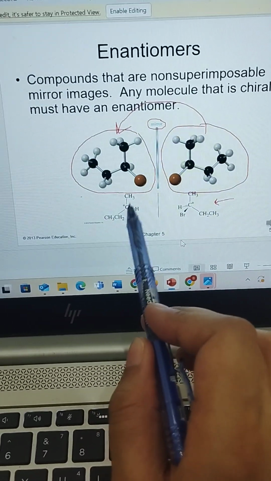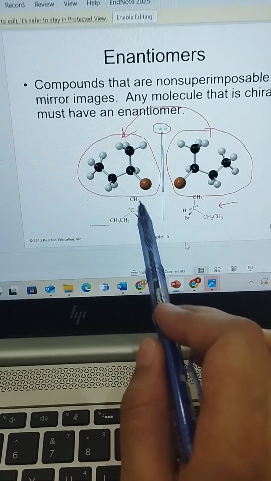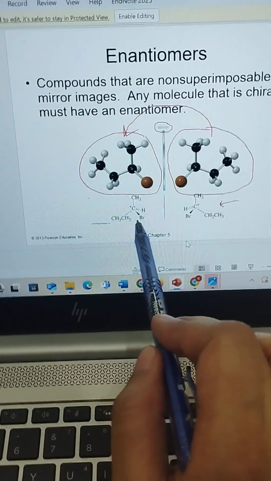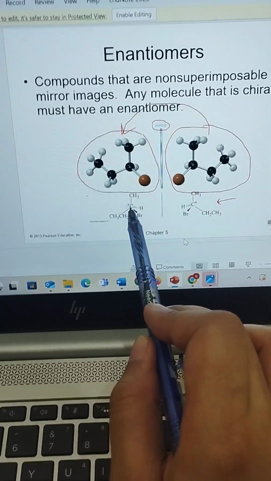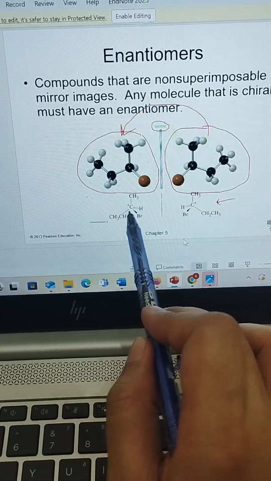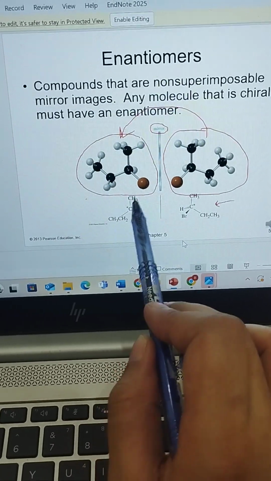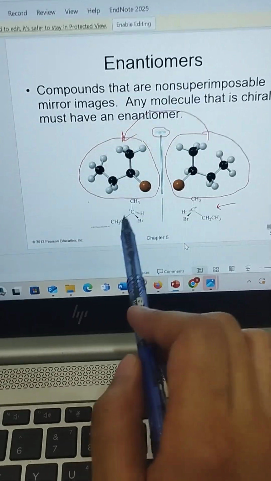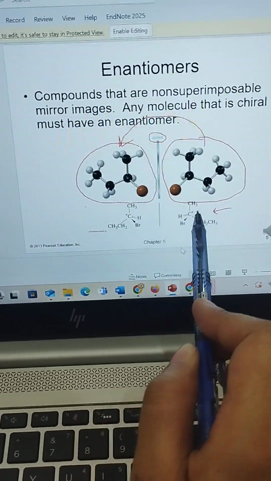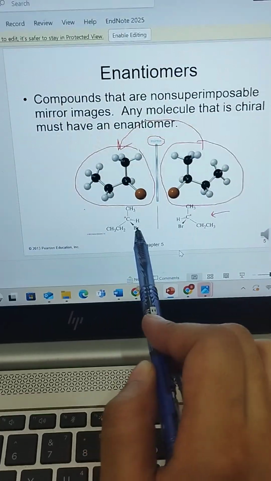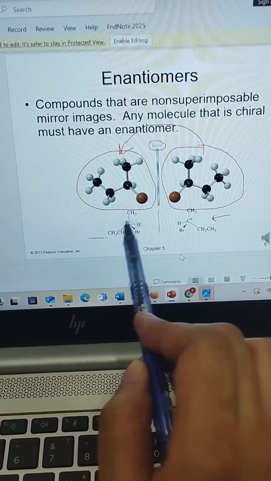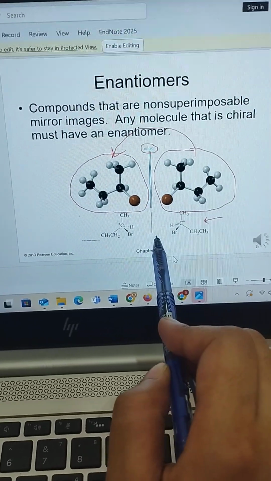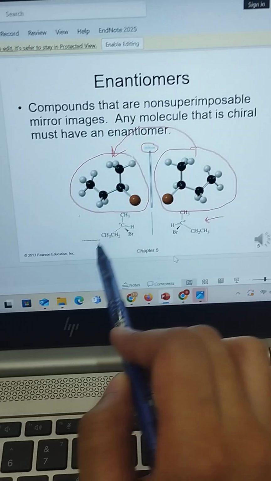This is the carbon, and it has 4 different groups, like 1, 2, 3 and 4. So 4 different groups are attached to that carbon. What would we call this carbon? We will call it a chiral carbon. When we see it in the mirror, it will produce its reflection. If the bromine is on this side and hydrogen on this side, then in the reflection it will be the reverse of the original one.